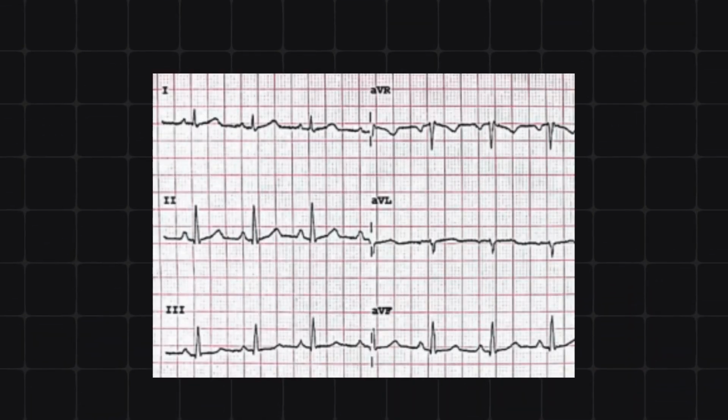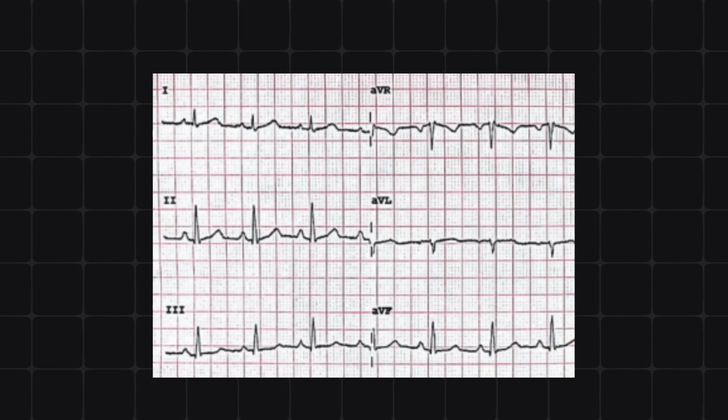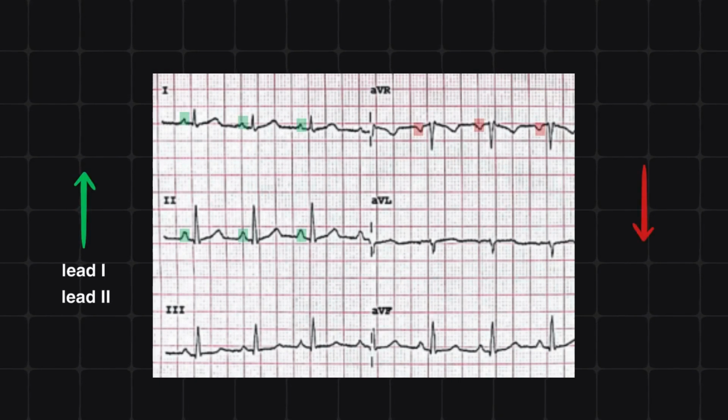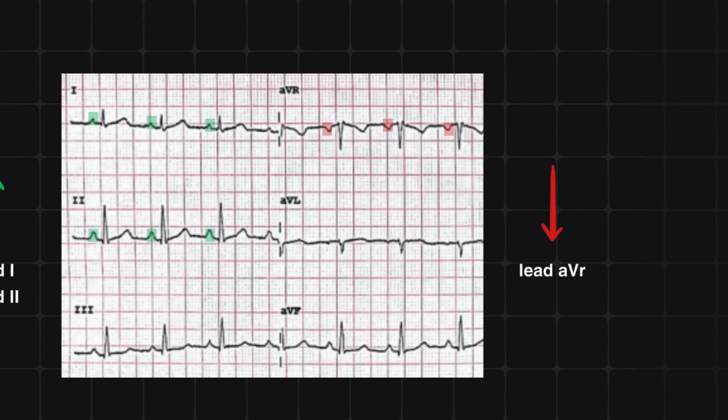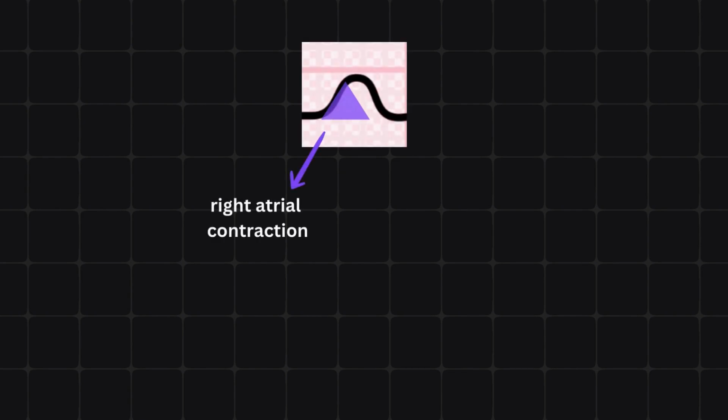Similar to cardiac axis, the P wave also has an axis. Normally it should be upright in leads 1 and 2, while being inverted in lead AVR. Normally atrial depolarization occurs from right to left. Therefore, the first 1/3 of the P wave corresponds to right atrial contraction, and the final 1/3 of the P wave shows the left atrial contractions.